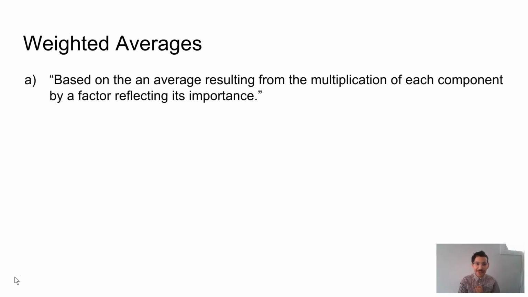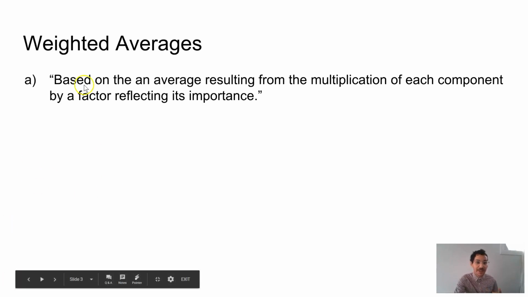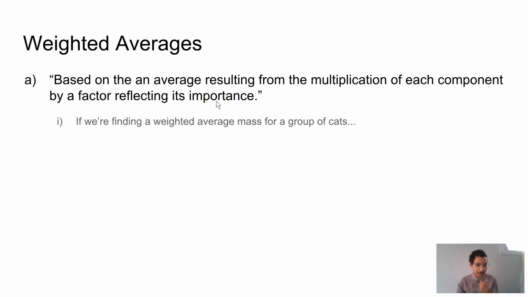So a weighted average, here's a definition from Google. It is an average resulting from the multiplication of each component by a factor reflecting its importance. And so really this part is what is different from a regular average. There is a factor reflecting the importance of each of the things we're averaging out.